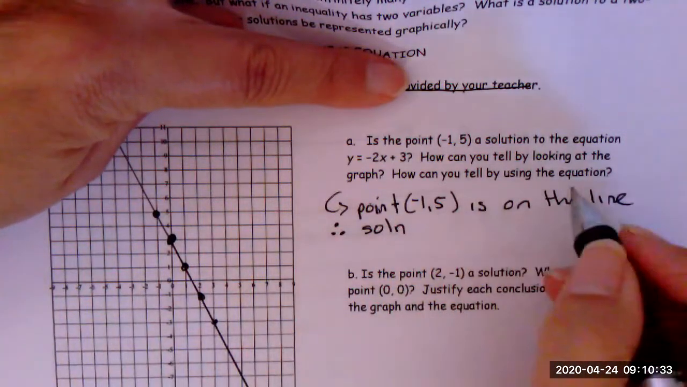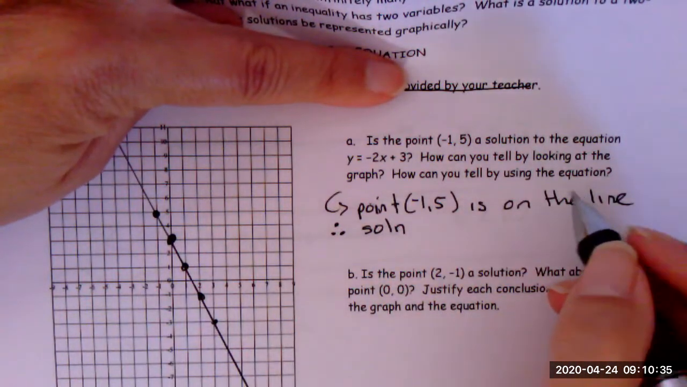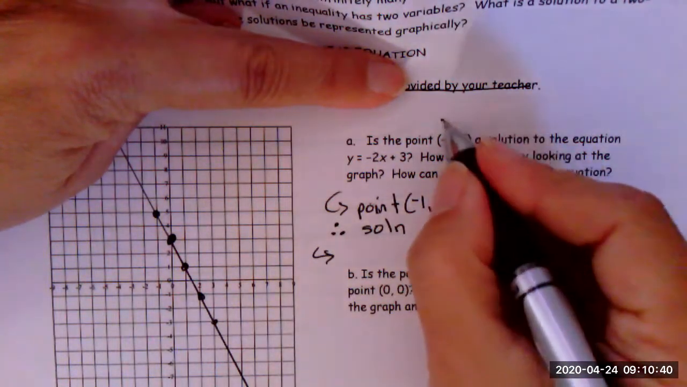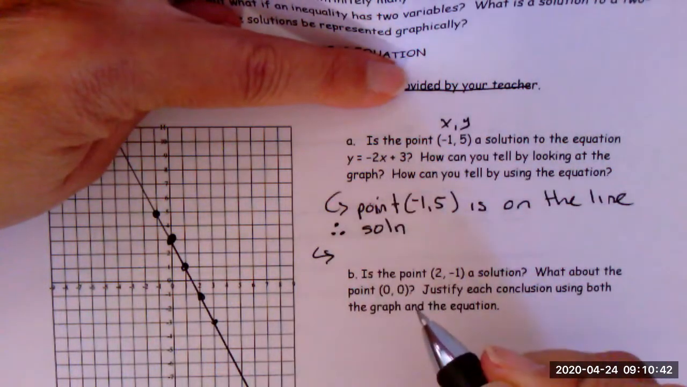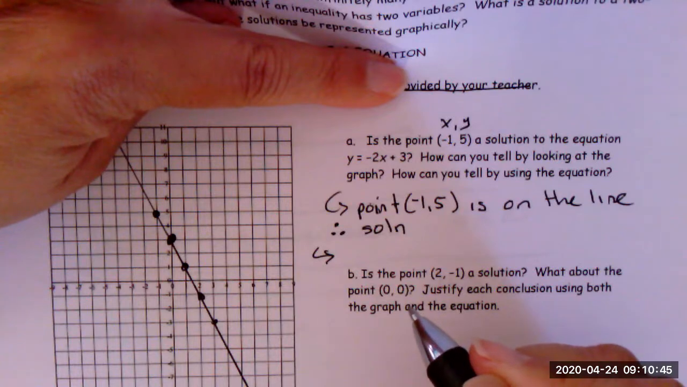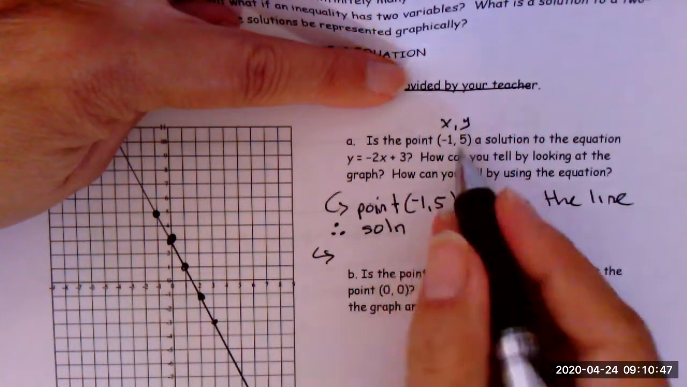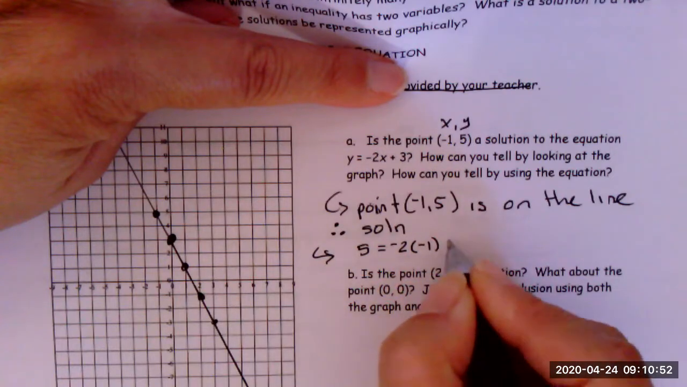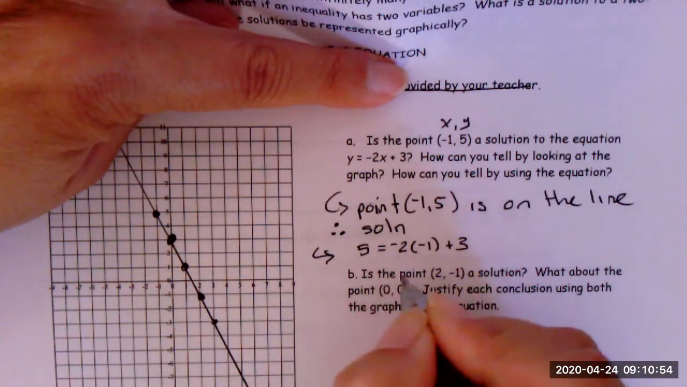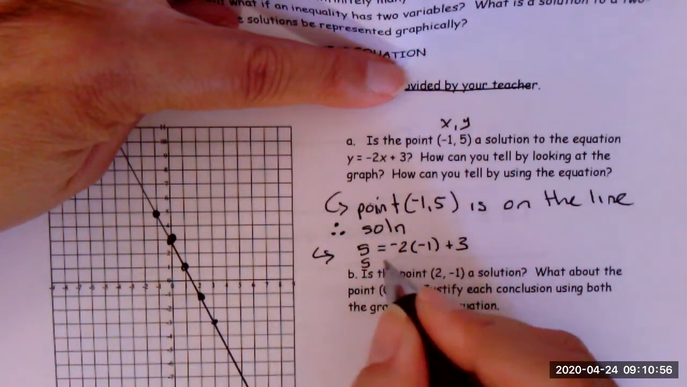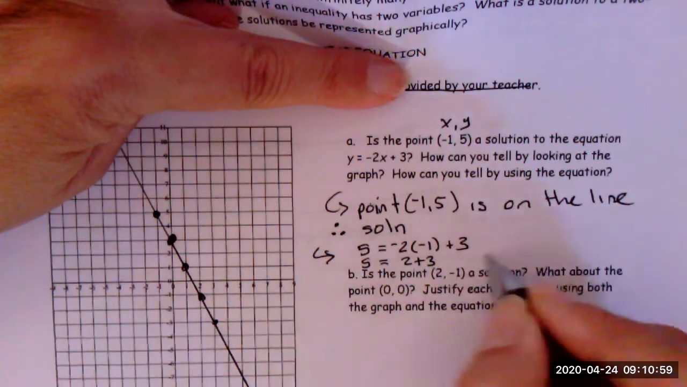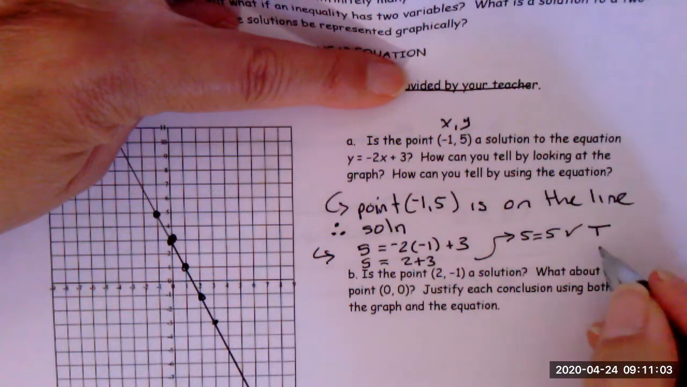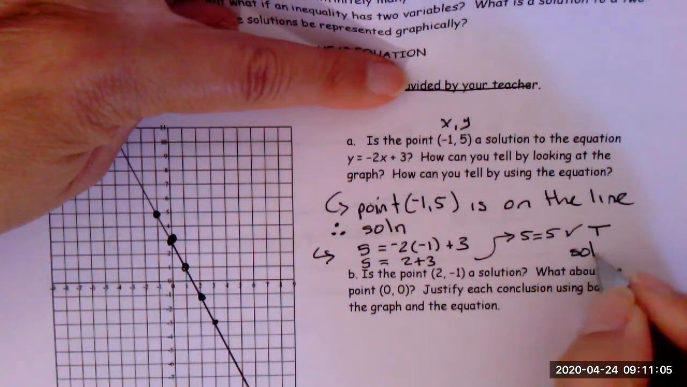All right, I could also check it by using the equation, right? And that was the whole point of us testing points. If I plug in x and y into this equation, and it's true, then it's a solution. So let's go ahead and check it. 5 equals negative 2 times negative 1 plus 3. So this is a question. I don't know if it's true or not. So we've got 5 equals 2 plus 3. Therefore, 5 equals 5, which is true. Since it's true, it's a solution.